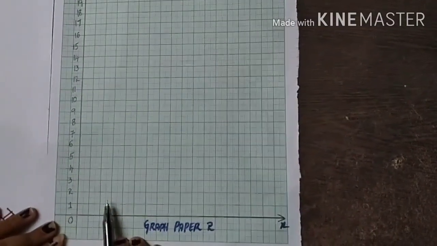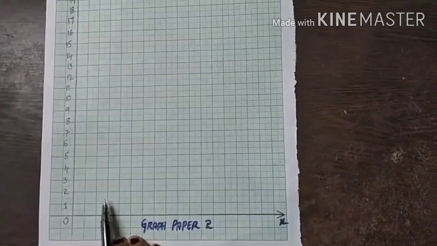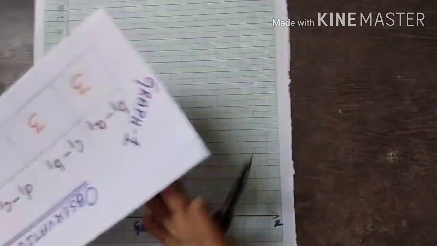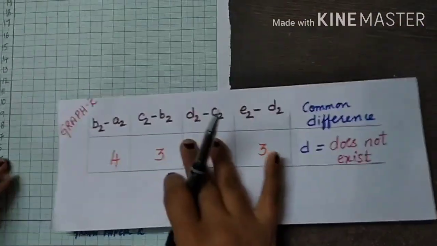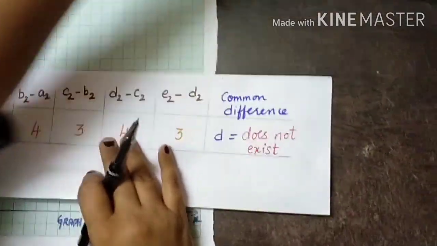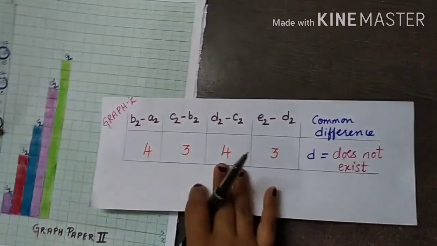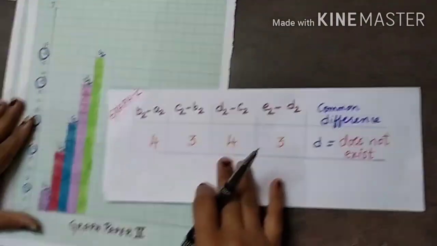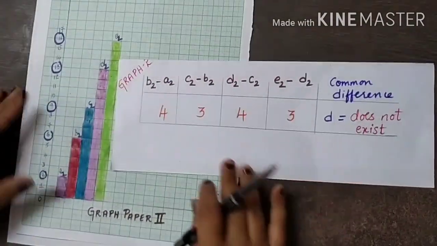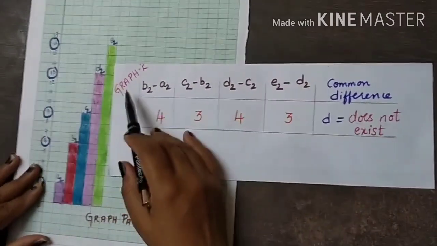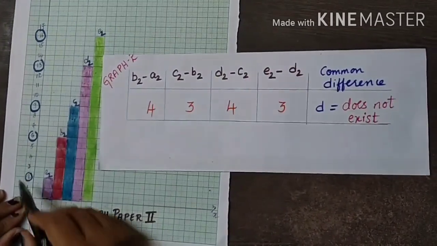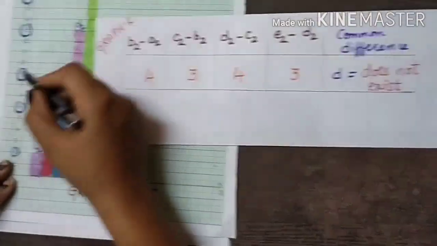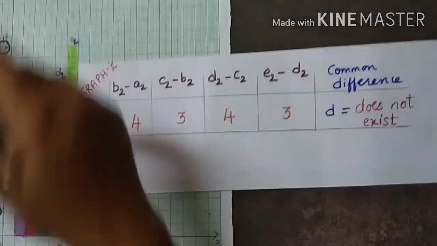And step 10. Record your observation in the observation table. So I will be taking a completed graph for graph sheet 2. We are recording the observation for graph sheet 2. In graph paper 2, the sequence is 2, 6, 9, 13, 16.